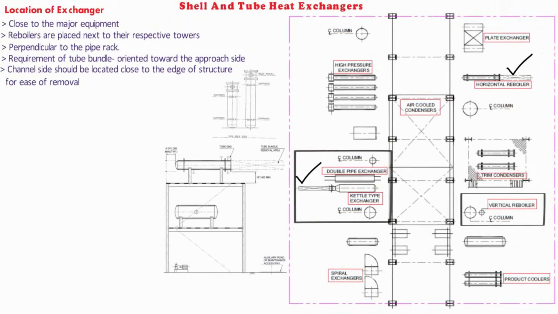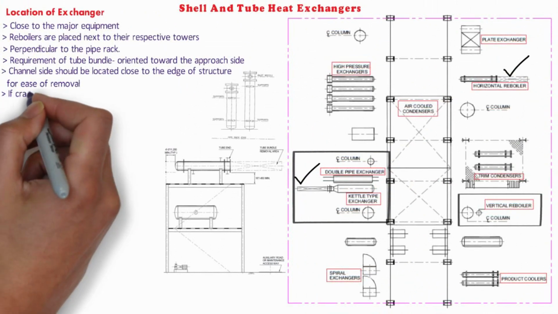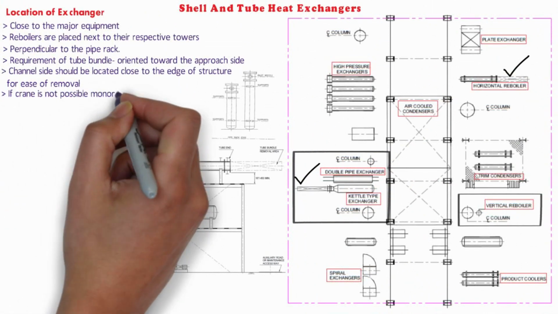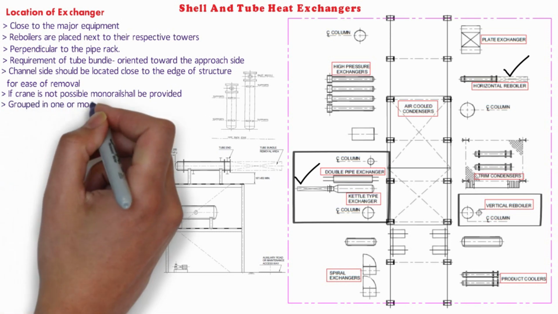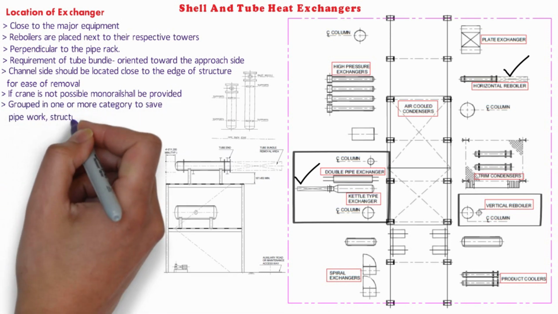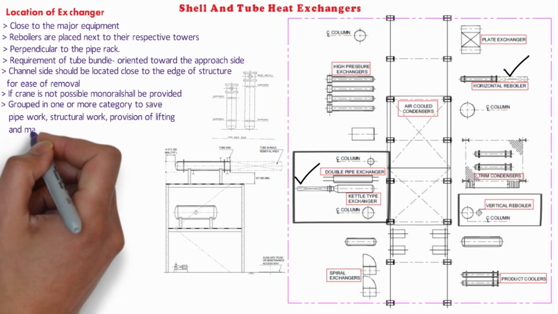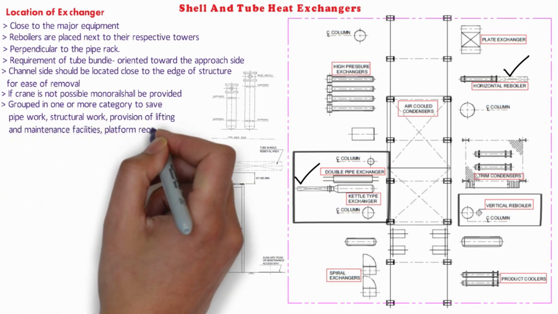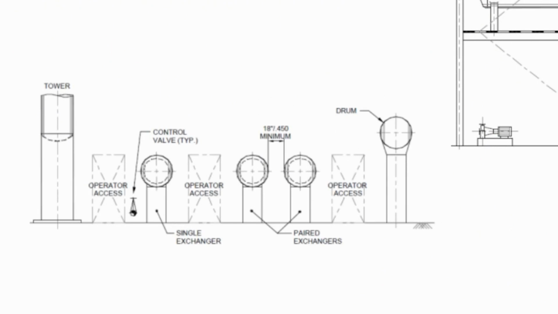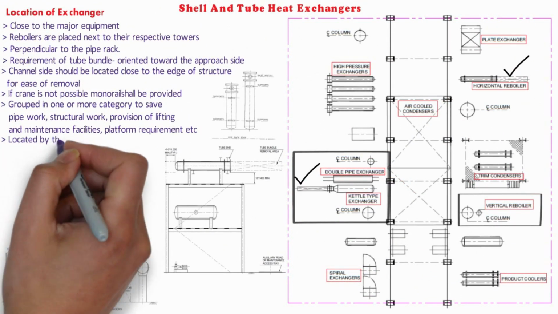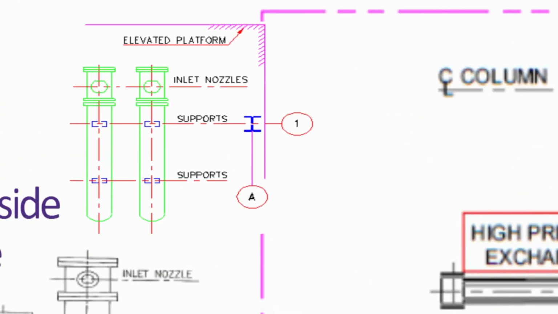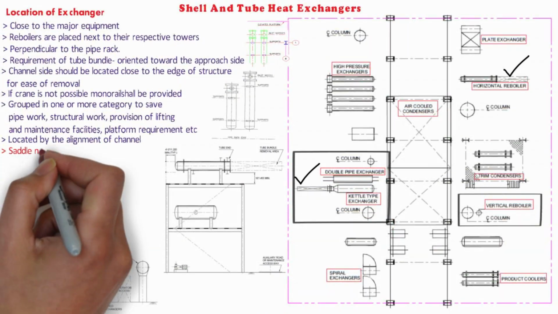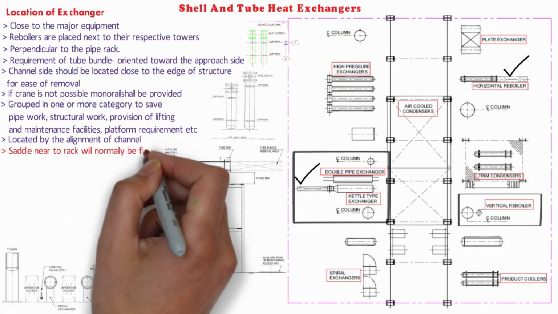For exchangers located within or on top of an elevated structure, in case handling of tube bundles by crane is not possible, a monorail shall be provided for removal and lowering of the tube bundle on the ground. In case of large numbers of heat exchangers, they are grouped in one or more categories to save pipe work, structural work, provision of lifting and maintenance facilities, platform requirements, etc. Groups of exchangers should generally be located by the alignment of channel nozzles in a vertical plane so as to present an aesthetic appearance.